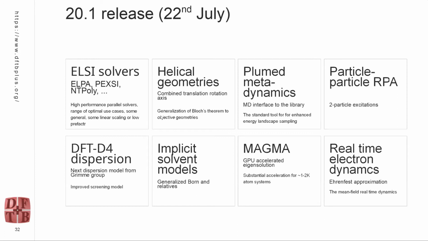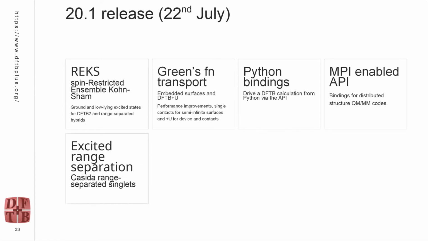There's metadynamics, particle-particle RPA for excitations, dispersion interactions, and we've got the most recent development from Stefan Grimme's group, solvent models, which is also implemented by one of the PhD students in Stefan's group. So this is Sebastian Ehlert. And acceleration on GPUs, real-time electron dynamics. So we can actually look at how things evolve inside the system when you kick the system with some sort of external perturbation, and you can follow the electron dynamics through that.